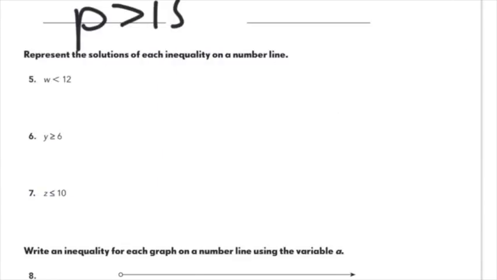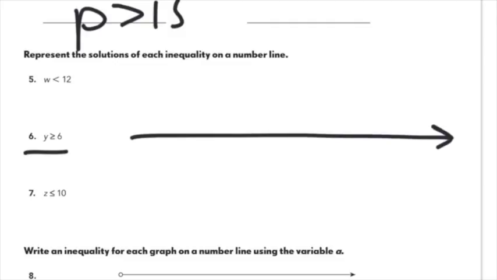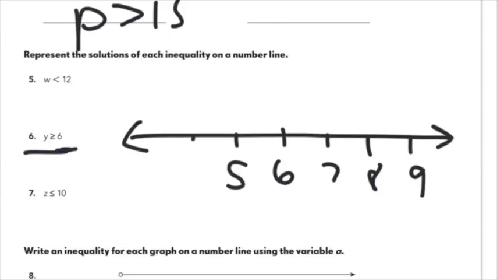So let's look at number 6. So remember, you make a number line. The number line has to have arrows on both ends because it goes up forever. I usually start with the 6 because that's what we have there. Put that somewhere in the middle. And then I'm going to put in some numbers. Okay, so it says y is greater than or equal to 6.